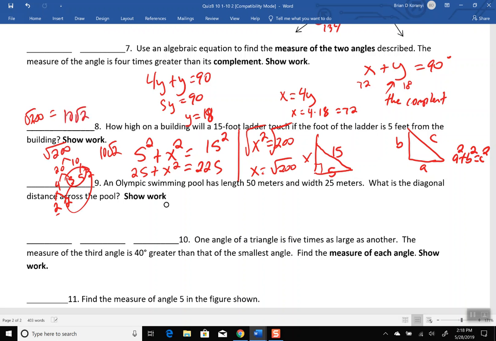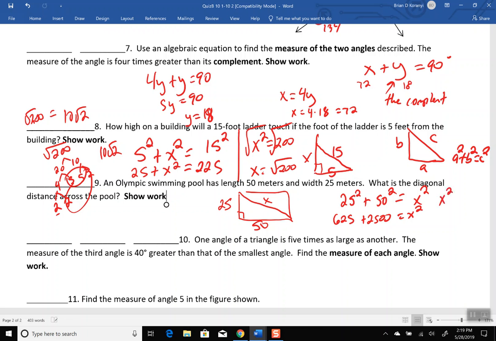An Olympic swimming pool, so the pool looks like that, has length 50 and width 25. What is the diagonal? So again, you have a 90-degree angle here, and again, the two legs squared is going to equal the hypotenuse squared. 25 squared should be 625. 50 squared is 2500. X squared would be equal to 3125. And this you'd have to do on a calculator.